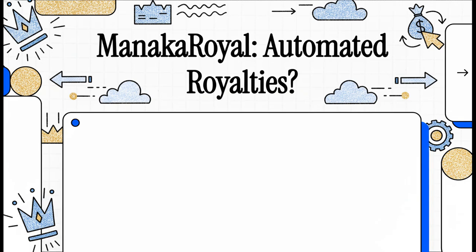All right, today we are diving into a system called ManakaRoyal. Now, this is a tool that makes a pretty huge promise to help you generate passive income from digital products with supposedly just a few clicks. It's a really bold claim, so we're going to break down exactly how it's supposed to work, what you get, and really get to the bottom of it all.